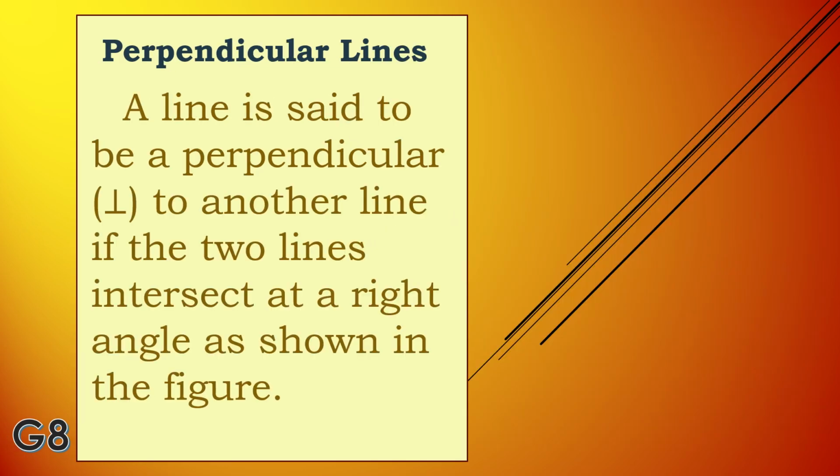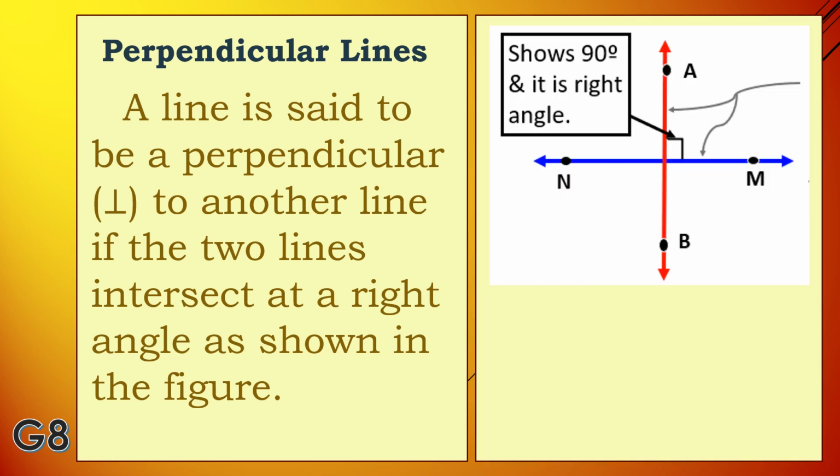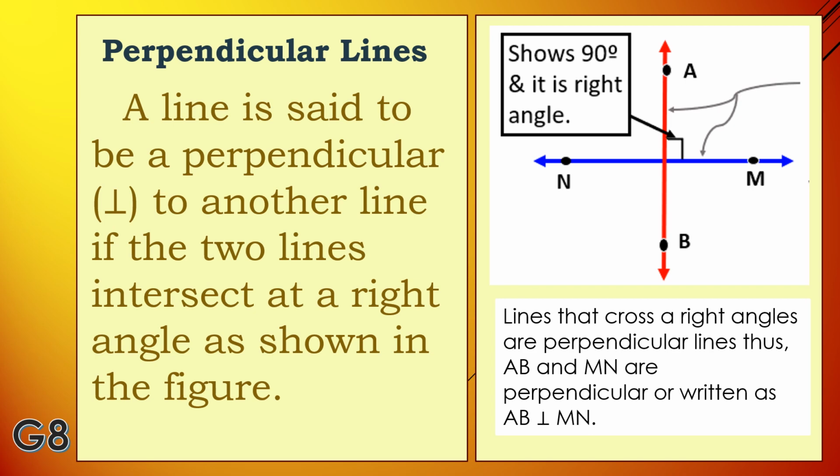Perpendicular line. A line is said to be perpendicular to another line if the two lines intersect at a right angle as shown in the figure. So this figure shows a 90-degree angle and it is a right angle. So lines that cross at right angles are perpendicular lines. Thus, line AB and line MN are perpendicular, or written as AB is perpendicular to MN.